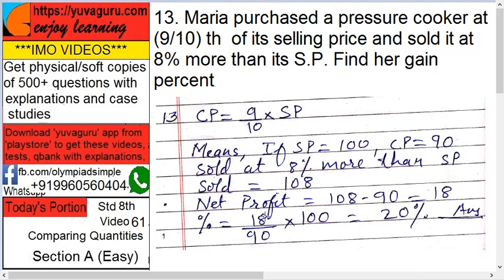is 90, 18 ones are 18, 5s are 5 ones are 5, 20s are. So answer is 20%. Her gain percentage is 20%. You do it again. Solve this problem again by yourself.